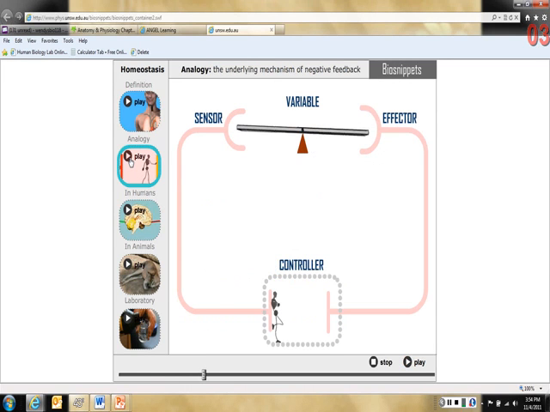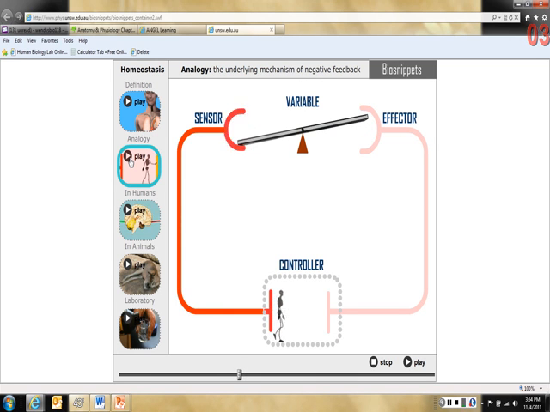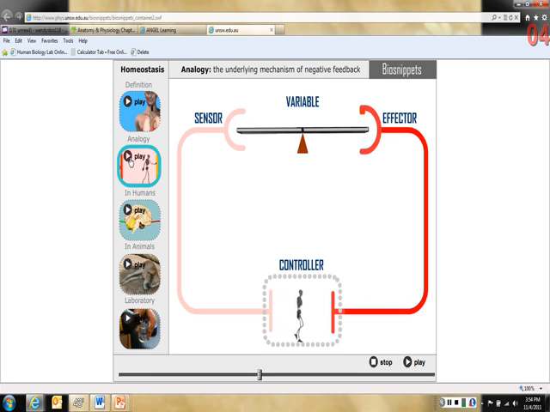Here we have a variable represented by the seesaw that must be maintained within a certain range of values. When an external stimulus causes this variable to change beyond an acceptable range, a sensor, which is monitoring the state of the variable, detects this variation and relays the information to a control center. The control center is now alerted to the fact that the variable is outside the acceptable range or set point, and in turn causes the effector to respond to counteract this change, both in magnitude and direction, so as to return the variable to its initial stable state.